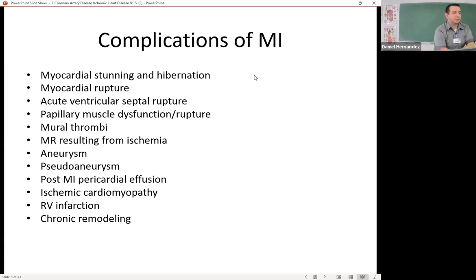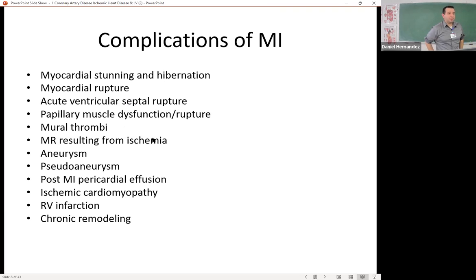So some complications of MI: patients can have myocardial stunning and hibernation. We're going to go over the differences in those two in just a moment. Patients can also suffer from myocardial rupture, so that's an actual rupture of that muscular wall. If you think about that, that's something that's life-threatening. Patients can have acute ventricular septal rupture. If that myocardial infarct affected the interventricular septum, we can have holes or rupture in that septum. That could lead to a very large ventricular septal defect and shunting.